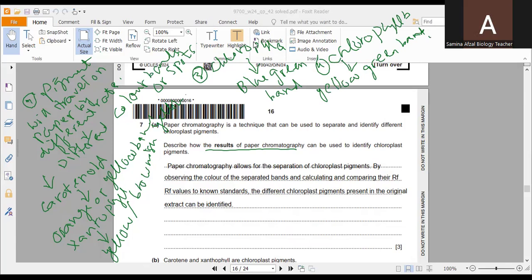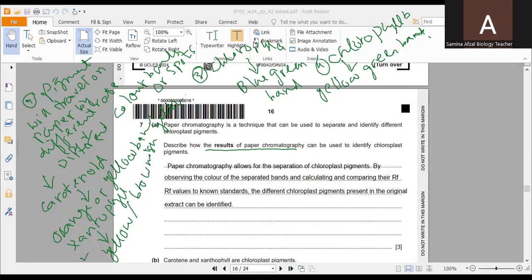What is happening during the travel of these different pigments with the solvent? They will show their distinct colors: carotenoids will show the orange or yellow bands, xanthophyll will show yellow or yellowish brown, chlorophyll A will show the blue-green band, and chlorophyll B will show the yellow-green band. So in this way, the different colors can show us the different pigments which are present.